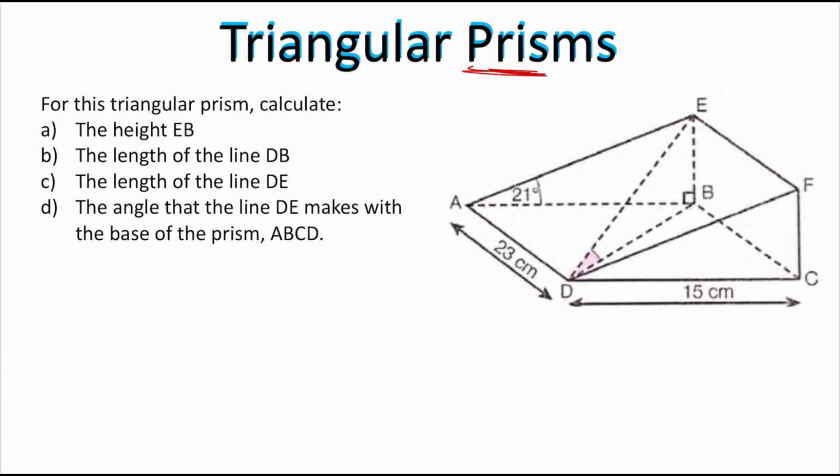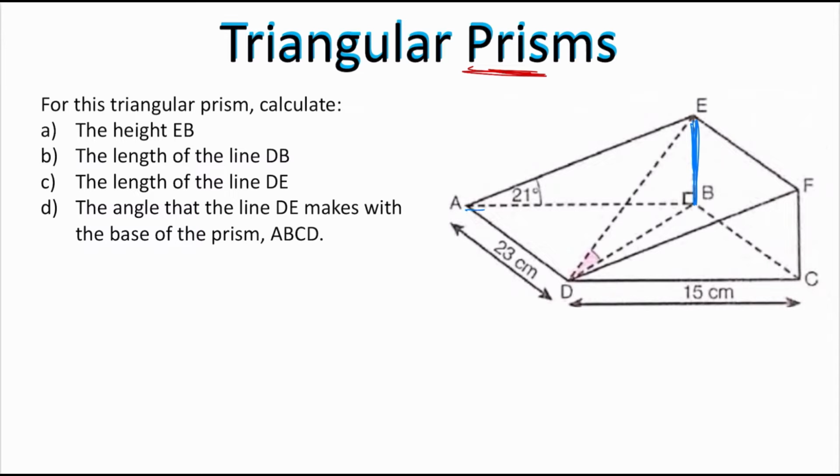All right, now that we've established the difference between a pyramid and a prism, let's go ahead and see if we can answer these questions. For this triangular prism, calculate the height EB. EB is back here. Remember that in a lot of these problems, we are trying to combine what we know from trigonometry so that we can apply it into these geometric solids.